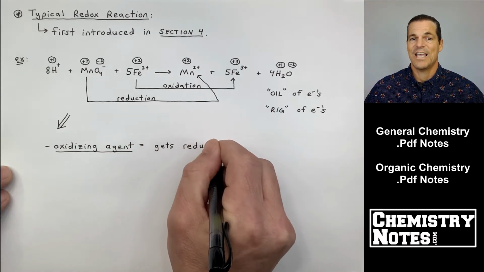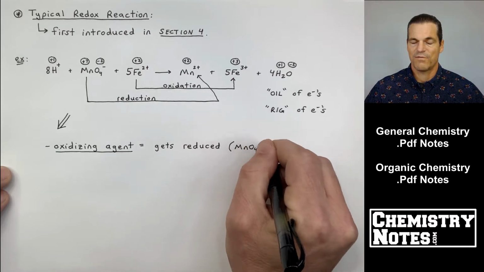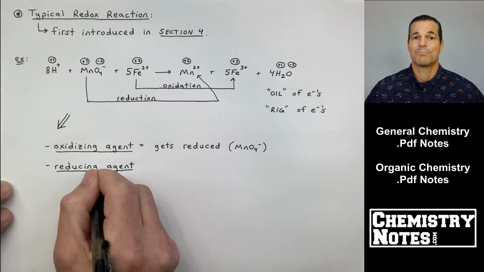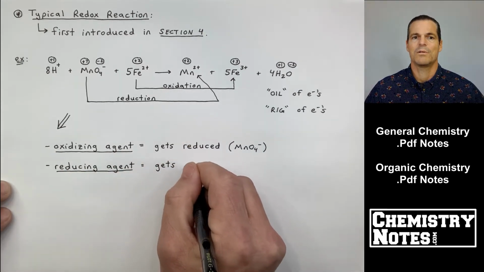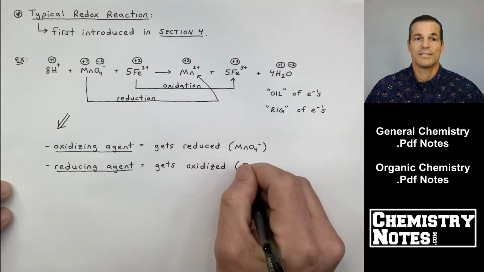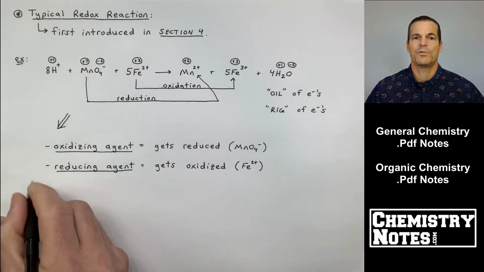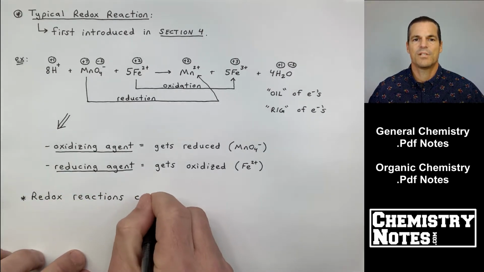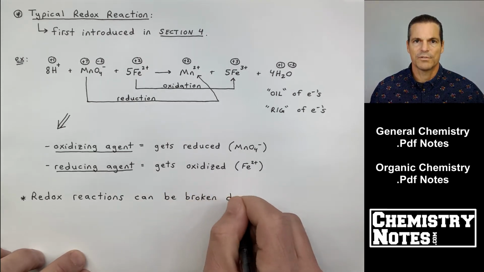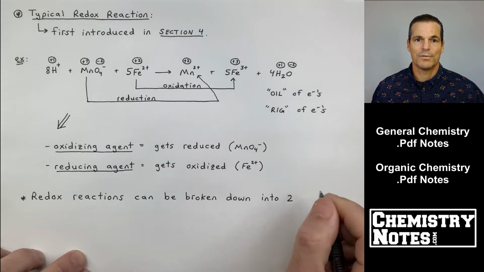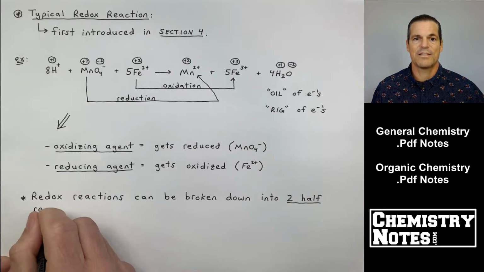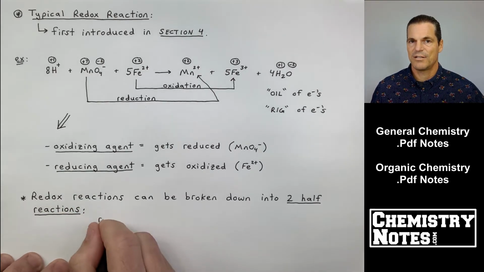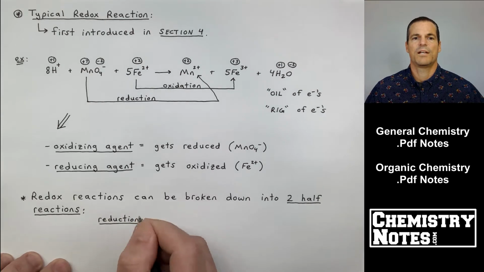The oxidizing agent is the one that gets reduced, if you remember from section 4. So the oxidizing agent is MnO4-, permanganate, because permanganate is getting reduced. Who's getting oxidized? Well, Fe2+ is. If Fe2+ is getting oxidized, it must be the reducing agent. The MnO4-, which is getting reduced, is responsible for Fe2+ getting oxidized. That's why MnO4-, which gets reduced, is the oxidizing agent. And then the same argument applies for Fe2+.